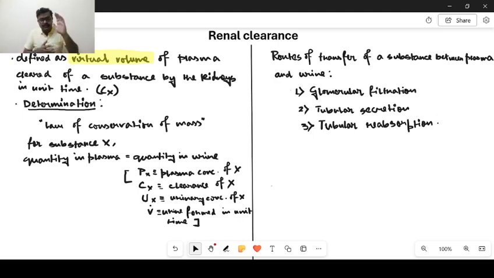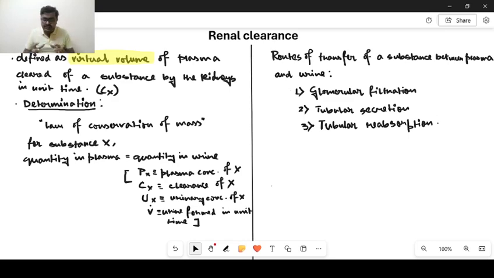Now, let us have a few abbreviations. Px stands for the plasma concentration of X. For any substance X that is detectable and identifiable, you can take a venous blood sample of the plasma and determine the plasma concentration of that substance. Cx stands for the clearance of X, which essentially means the volume of plasma in which X is distributed.